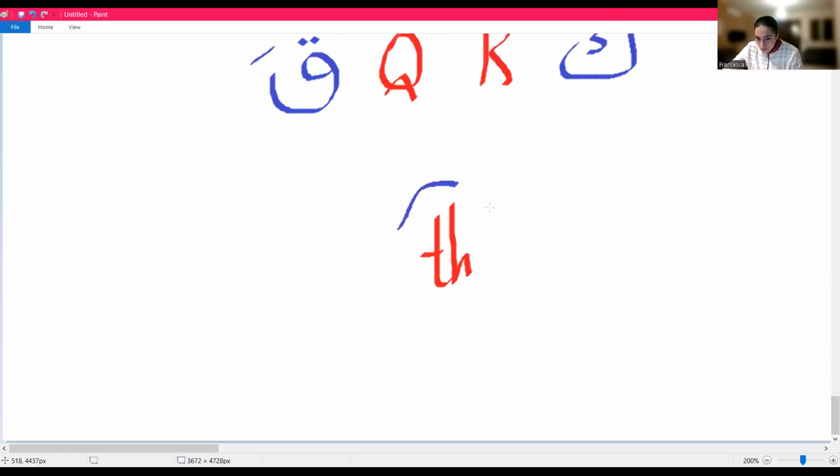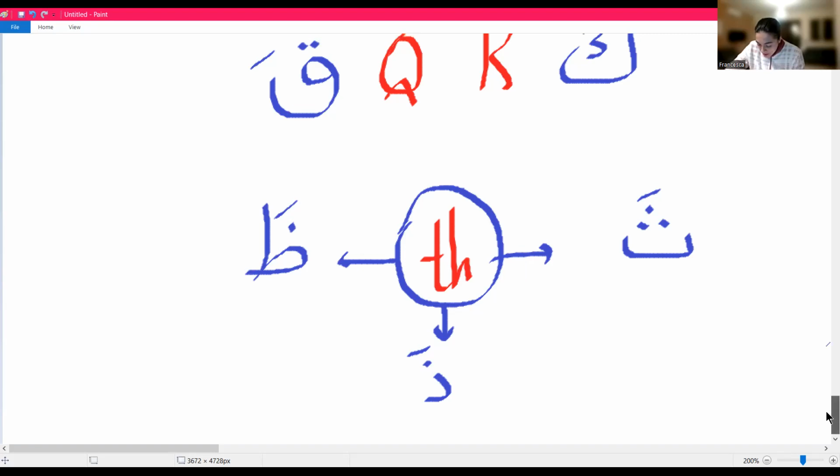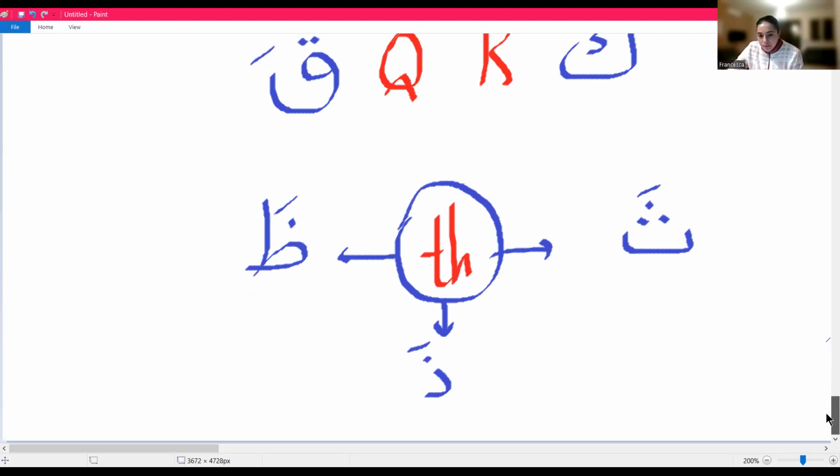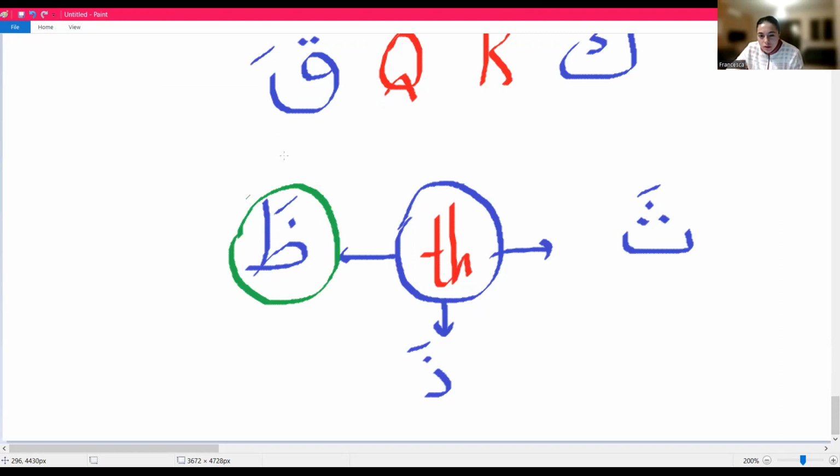And for the TH sound, if you remember, we have three different levels. Very soft, as in thank you, and the, as in the girl, the boy, the definite article, and very heavy, the, as in brother, mother, father, like this. It's similar to which sound? The, as in brother or mother or father.